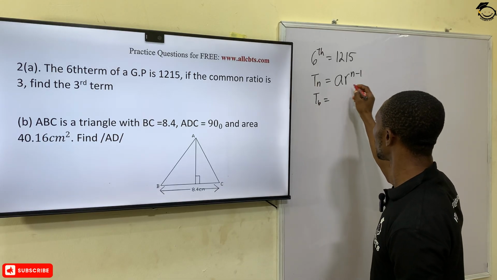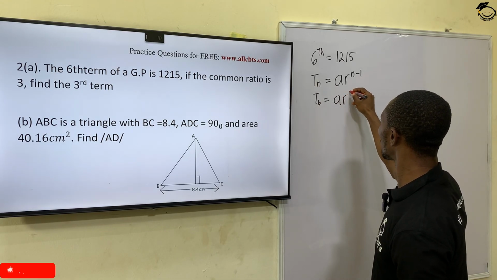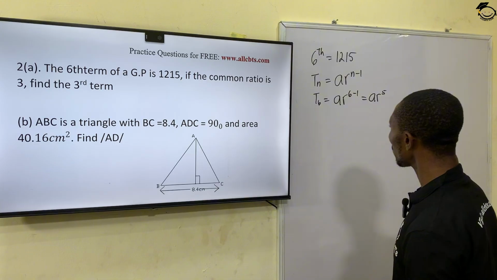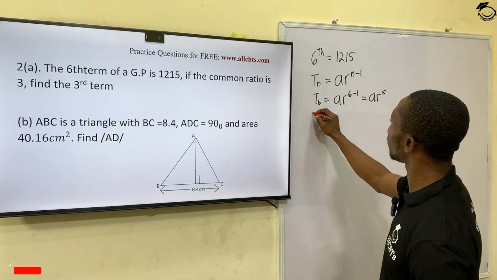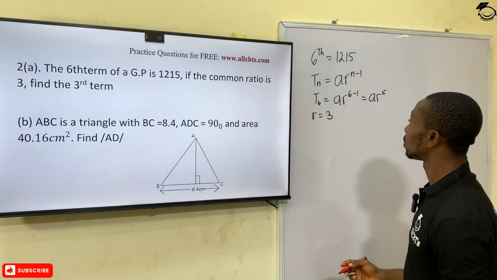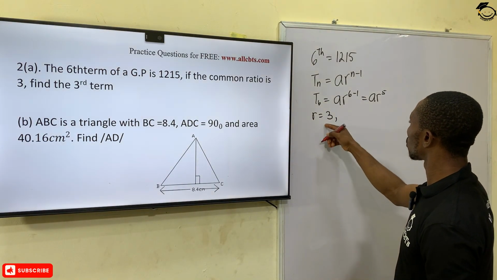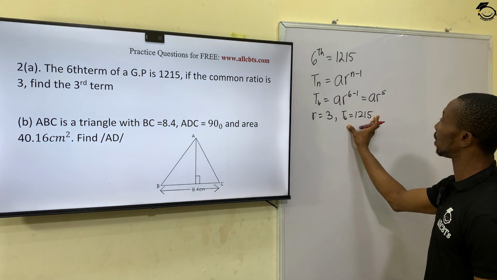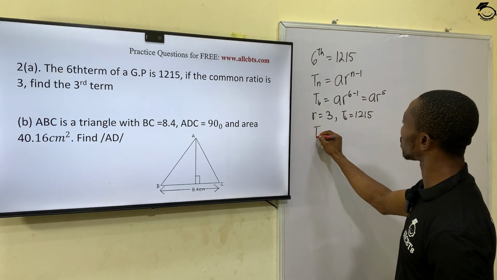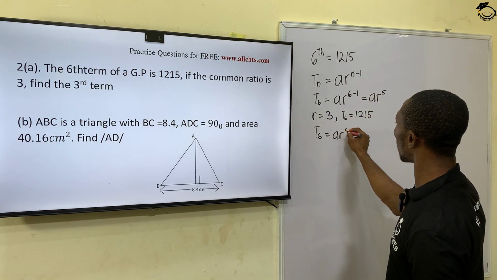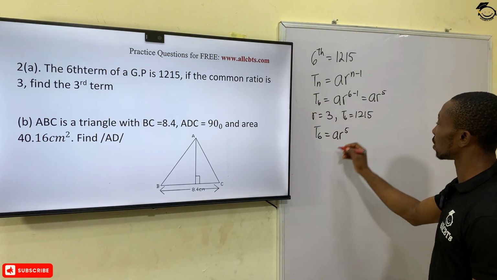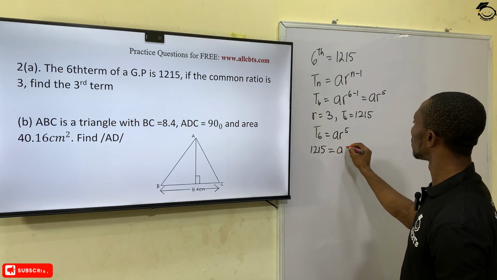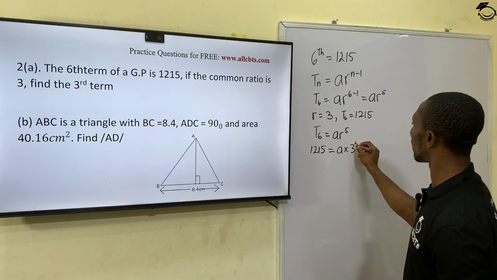Now, for the sixth term, we have it as ar^(6-1), which will give us ar raised to power 5. Now, from our question, we're given our common ratio to be 3, alright? So we have to find our first term. Common ratio is 3, and our T6 is 1215. So substituting this into this, knowing that our T6 equals ar raised to power 5, alright? Where T6 is 1215 equals a times r, which is 3 raised to power 5.